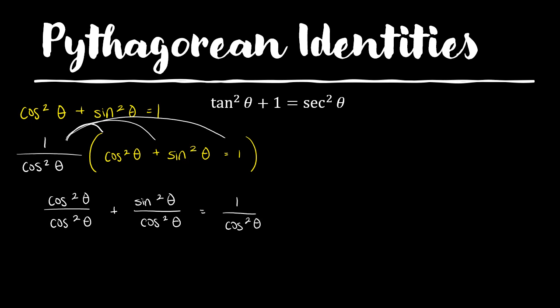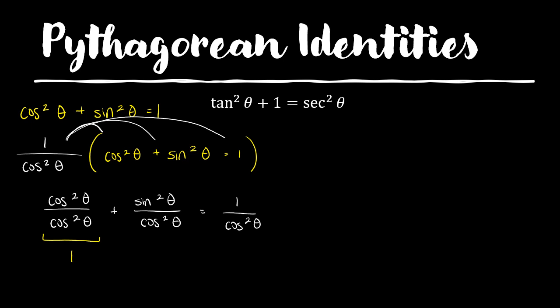Okay, so that's where we're at now. This is equivalent to what we started with. We've just now multiplied it by 1 over cosine squared of theta. Okay, so let's see, our cosine squared over cosine squared, this first term here, that's just equal to 1. So we have 1 for that first term. What about this second one? Sine squared over cosine squared.